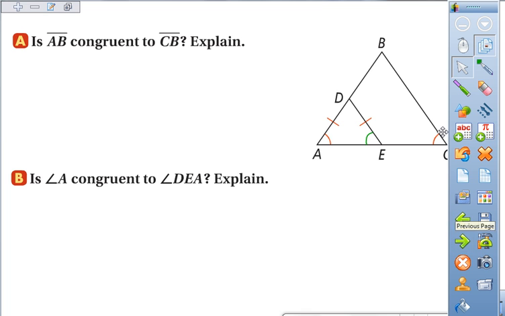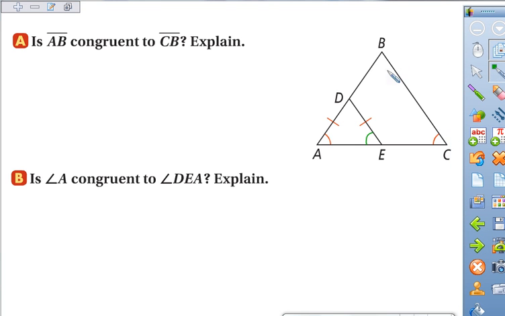So let's look at this problem. Is AB congruent to CB? Explain. Well, the first thing that I notice is that the smaller triangle is isosceles because it has two sides the same. So then by the isosceles triangle theorem, these base angles are congruent. So we'll go to part B. Is angle A congruent to DEA? And we will say yes.